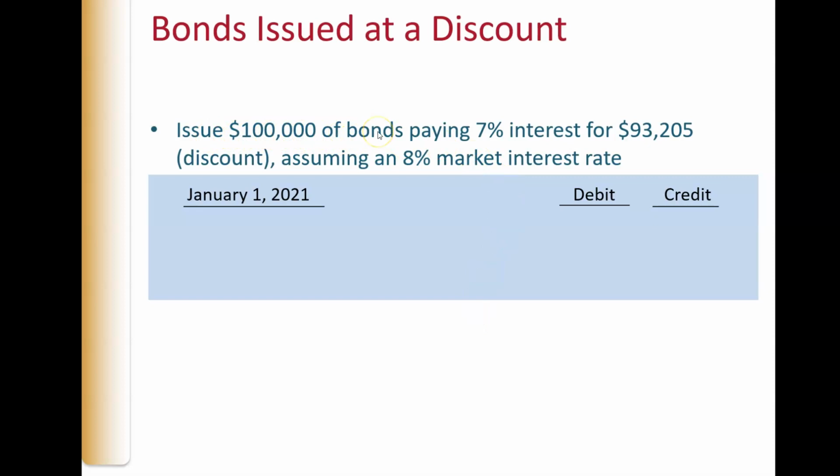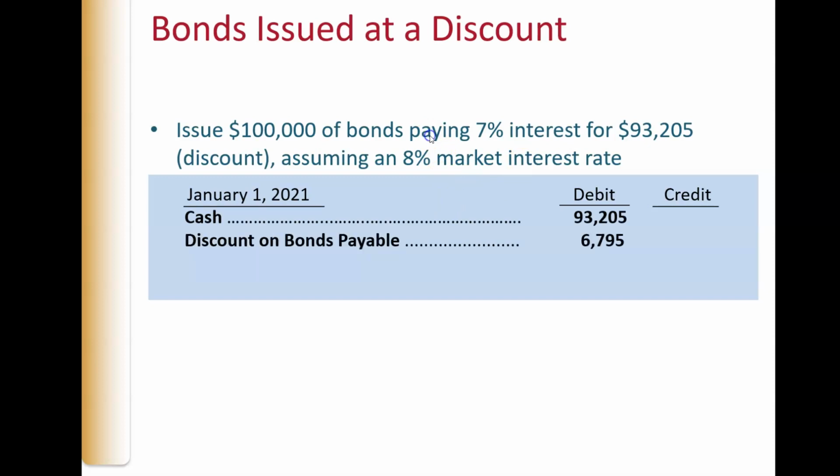So if we issue $100,000 worth of bonds paying 7% interest, but we issue it at $93,205, it's issued at a discount because the market rate is 8%. This bond is only paying 7% and the market is paying 8%, so we're issuing at a discount of $93,205. How do we record that? Well, we're actually getting $93,205. We still have to pay back $100,000 at the end. We post this difference to an account called discount on bonds payable, and we're going to do some examples of this. So hang tight.